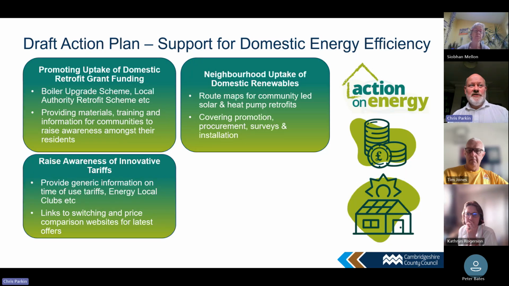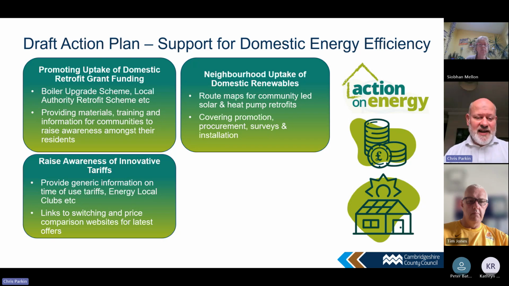Then the fourth area was raising awareness of innovative energy tariffs. So I think here we were envisaging the council might provide generic information about time of use tariffs, for example, and the energy local offering that I mentioned. If residents live close to a community-owned wind farm or solar farm, they could join an energy local club and access reduced cost electricity that way.